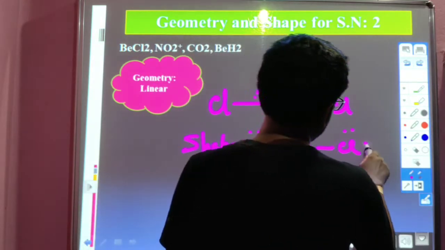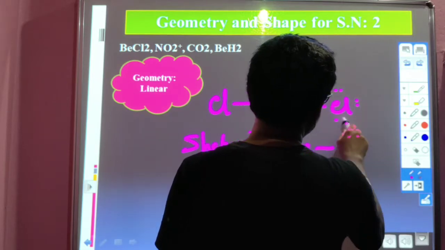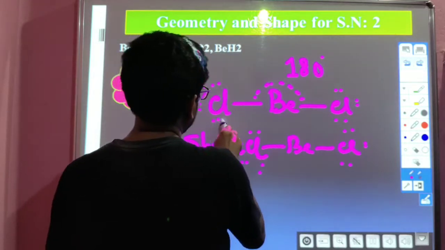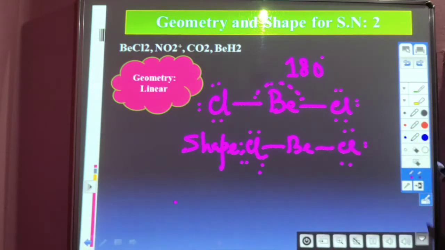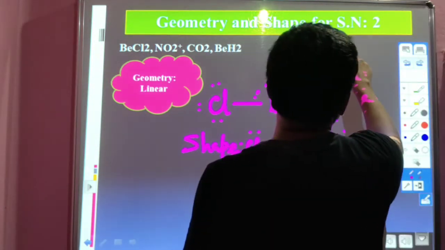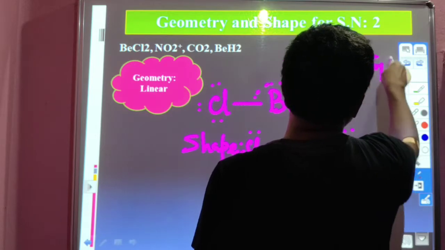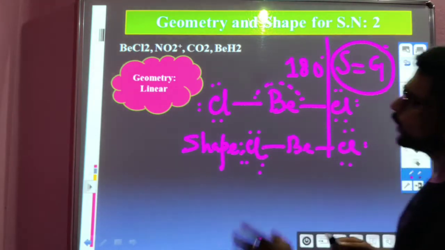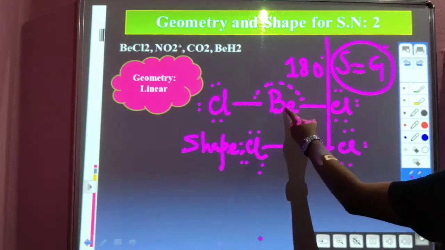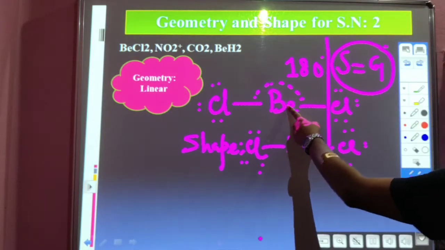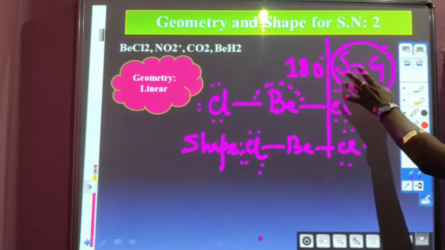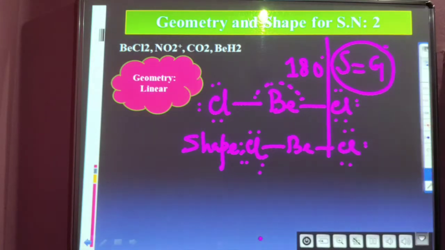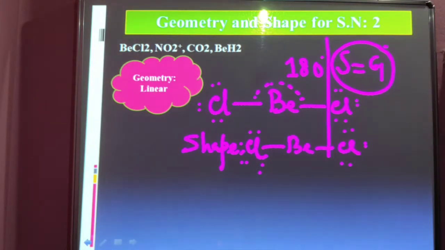You just put lone pair of electron here. So here shape is equal to geometry. Why? Because there is no lone pair of electron on central atom. So it is sp hybridized, geometry is linear, and shape is equal to the geometry. Okay, it's clear.